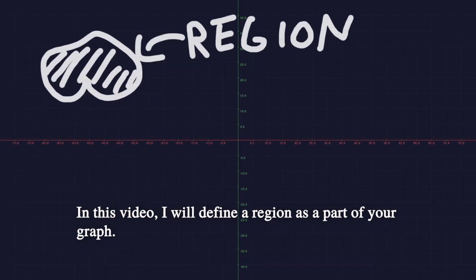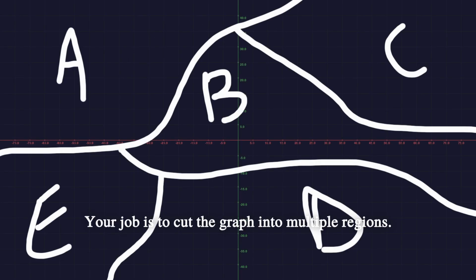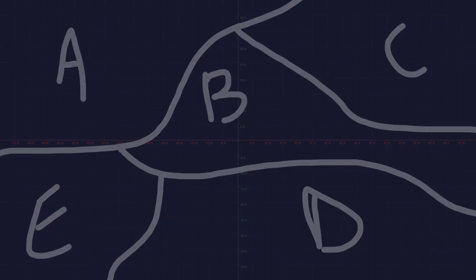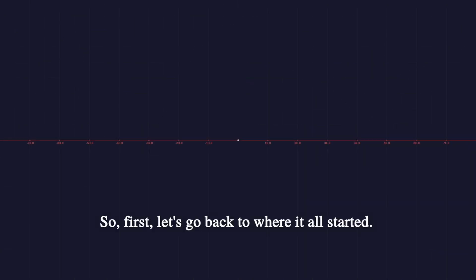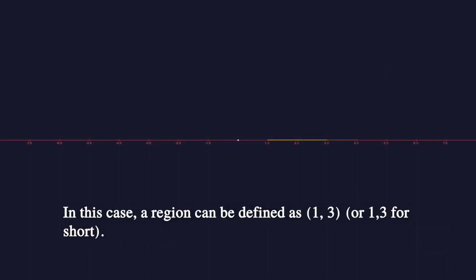In this video, I will define a region as a part of your graph. Your job is to cut a graph into multiple regions. So first, let's go back where it all started, in the first dimension. In this world, a region is just a part of this line. In this case, a region can be defined as the open interval (1, 3), or just 1, 3 for short.